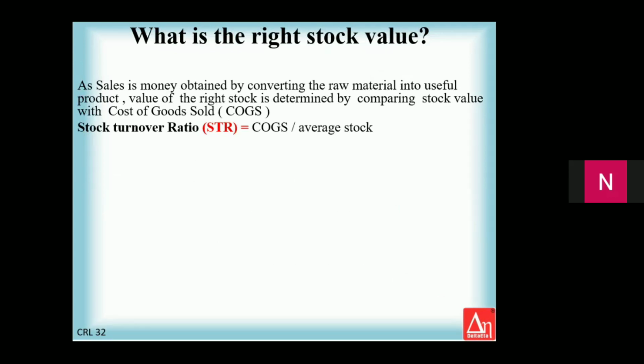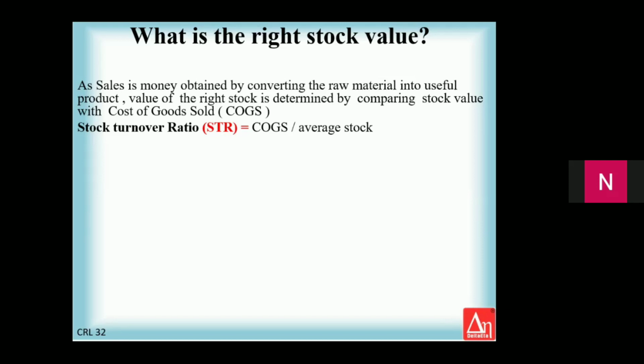It may be possible when some vendors are nearby or you have such close control that you are getting material day in, day out. So you keep minimum stock, but at all times you require some stock. So what is the best yardstick to define what is the right stock value?